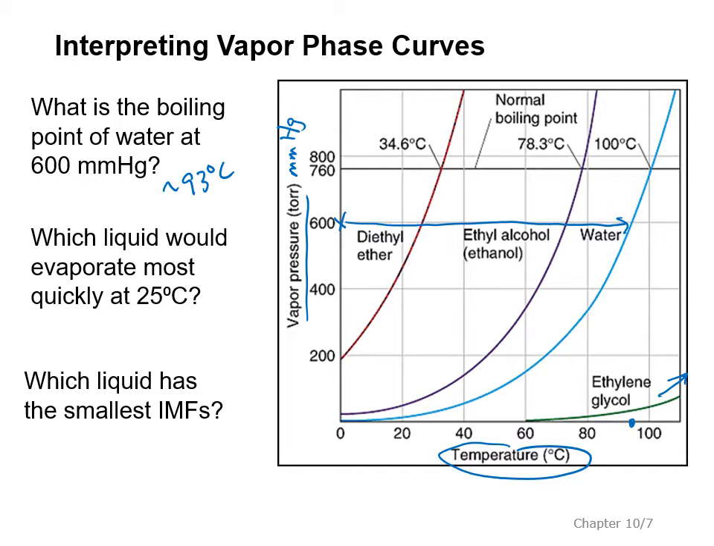Now, if we look at these curves, which liquid would you expect to evaporate most quickly at 25 degrees Celsius? Well, at 25 degrees Celsius, we're about right here. And so what we want is the one that has the greatest vapor pressure. So as we go up, that's going to be the diethyl ether. We'll just say that's the red line. Now, which liquid has the smallest intermolecular forces? In other words, which one escapes the easiest? So that would be the liquid with the highest vapor pressure, which would again be the diethyl ether.